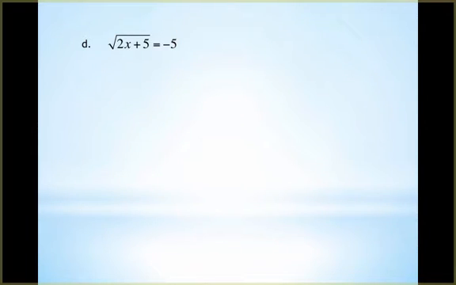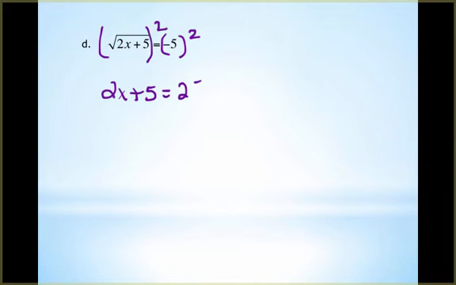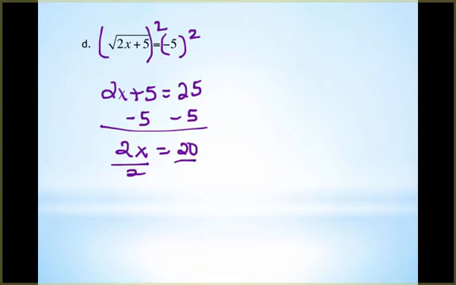In this problem, we already have our square root isolated, so we'll start by squaring both sides. So the square root of 2x plus 5 squared will be 2x plus 5. And negative 5 squared is 25, because negative 5 times negative 5 is positive 25. Now we'll subtract 5 and get that 2x equals 20. Divide by 2 and get that x is 10.